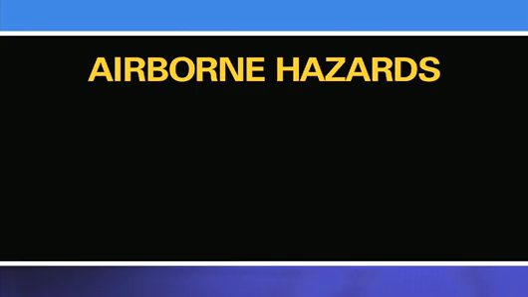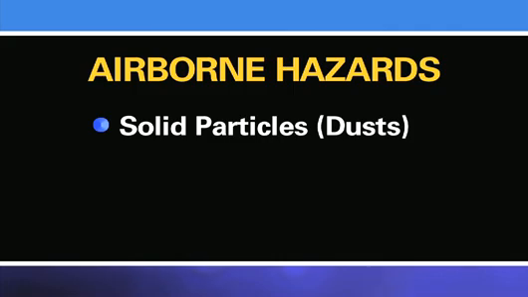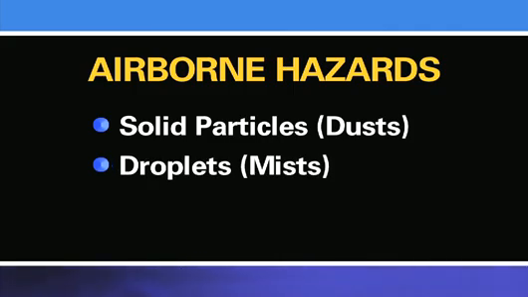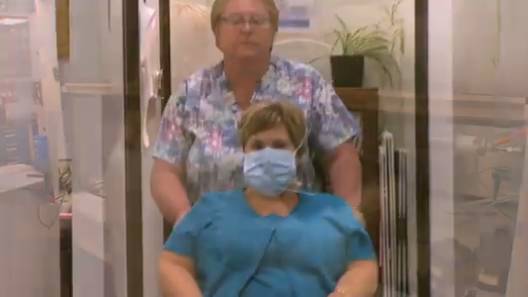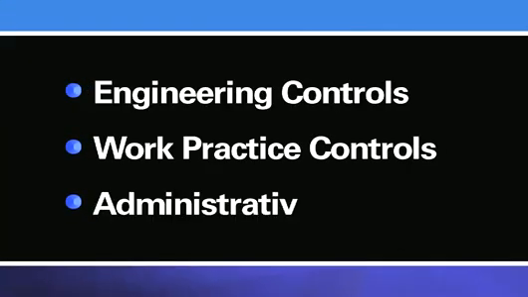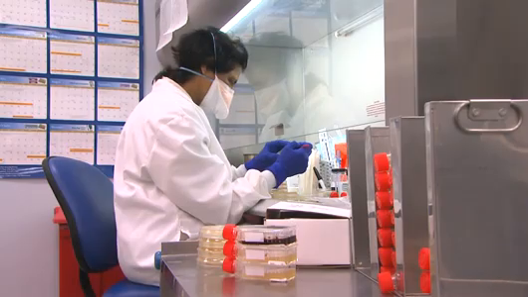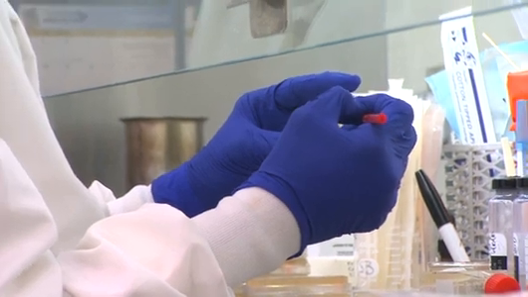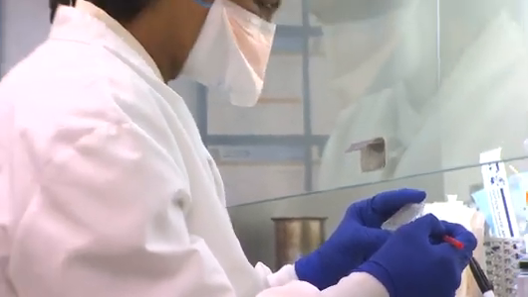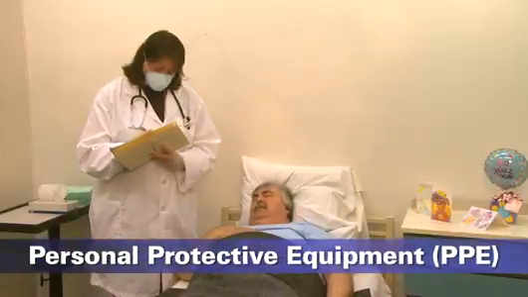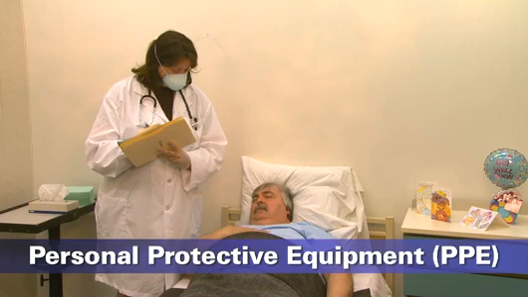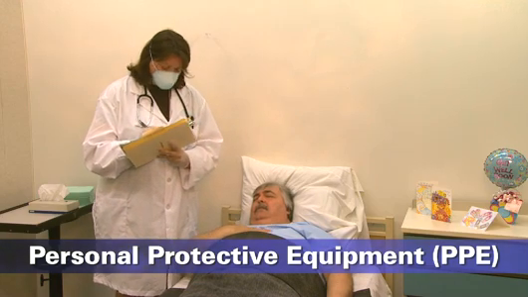Airborne hazards may be solid particles like dusts, droplets like mists, or gases. When such hazards are present in your workplace, your employer must control them in several ways, including engineering controls, work practice controls, and administrative controls. When workers cannot be adequately protected from respiratory hazards through engineering, work practice, and administrative controls, employers must provide and workers must use personal protective equipment, also known as PPE.